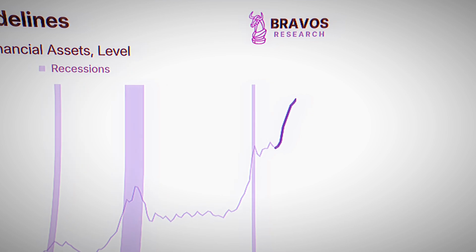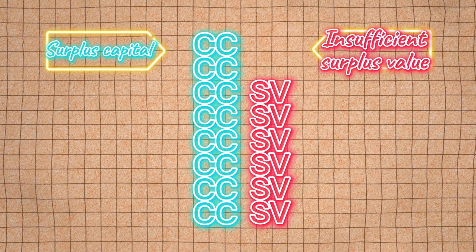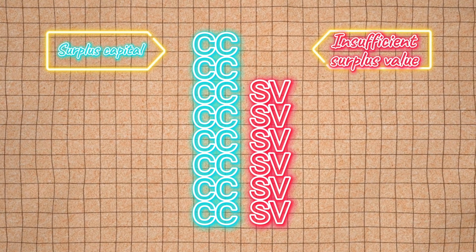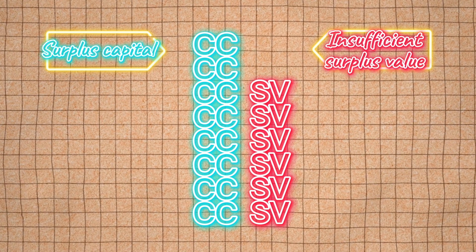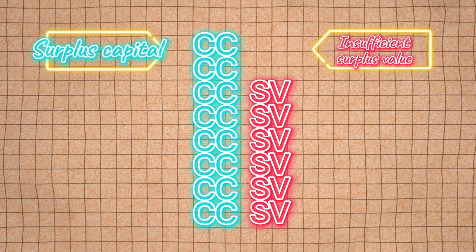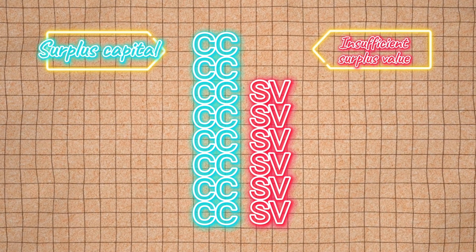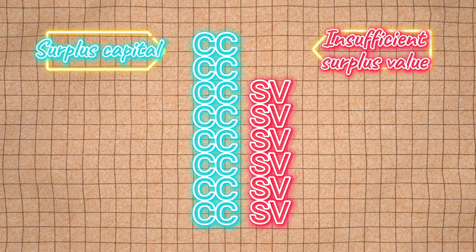I've tried to visualize this sort of theoretically to make it a bit easier to understand. So the column with CC stands for constant capital. That's the value of capital. And SV stands for surplus value. That is essentially gross profit minus the outlay on wages.